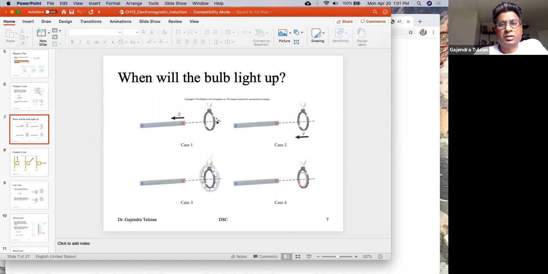Okay, so here are other demonstrations. This bulb will light up as long as this magnet is moving. Or you could move the loop and the bulb will still light up. Now, if you expand the area, if you change the area, the bulb will light up. Only in this case will the bulb not light up: if you just rotate this thing, the flux through this loop is not changing and the bulb will not light up.